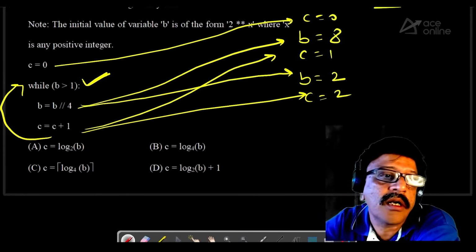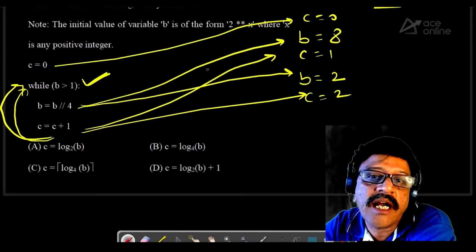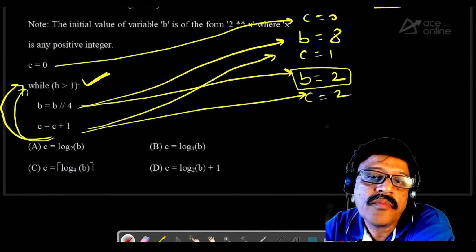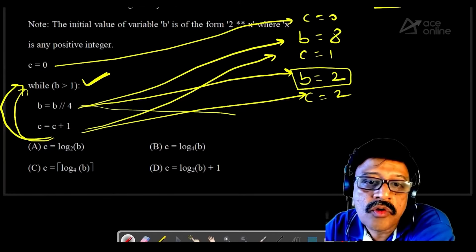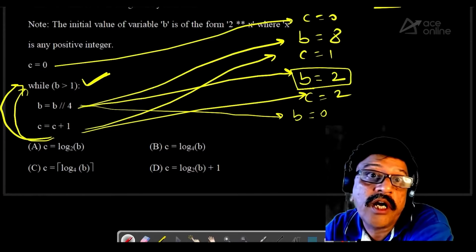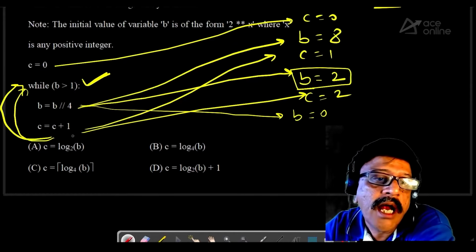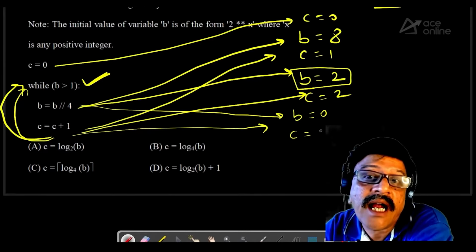Second execution done, now when the while repeats, it can still repeat because B is greater than 1. Observe B is 2. So the third execution of the while loop, here goes, B becomes 2 by 4, that is 0. Floor division it is, 2 by 4 is 0. And C becomes C plus 1, that is 3.